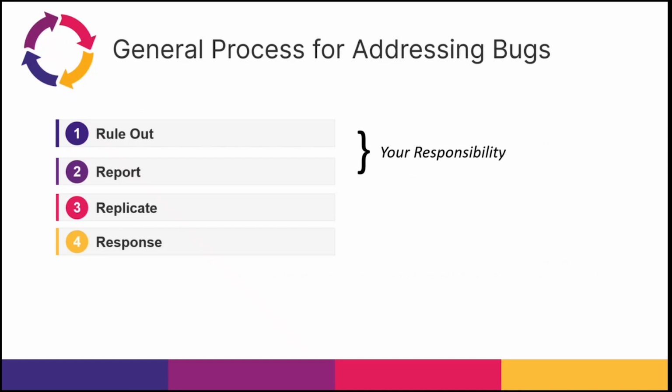Okay, so the general process for addressing bugs is a four-step process, and I try to get everything starting with R to make it easy to remember. The first, as we just discussed, is to rule out other issues. So we want to rule out things that affect this behavior that are related to settings or to things in our control and our responsibility.